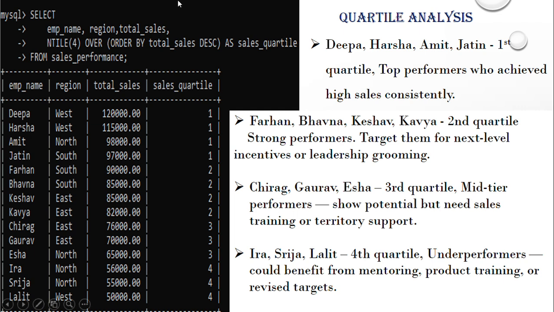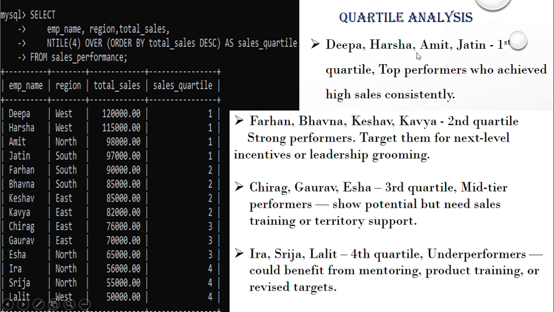So here I have used the NTILE function and I have given n as 4 so that I want to divide the data into 4 quartiles. So when I divided, these 1, 1, 1 are the first quartile, these values come under the second quartile, and this is third and this is fourth.